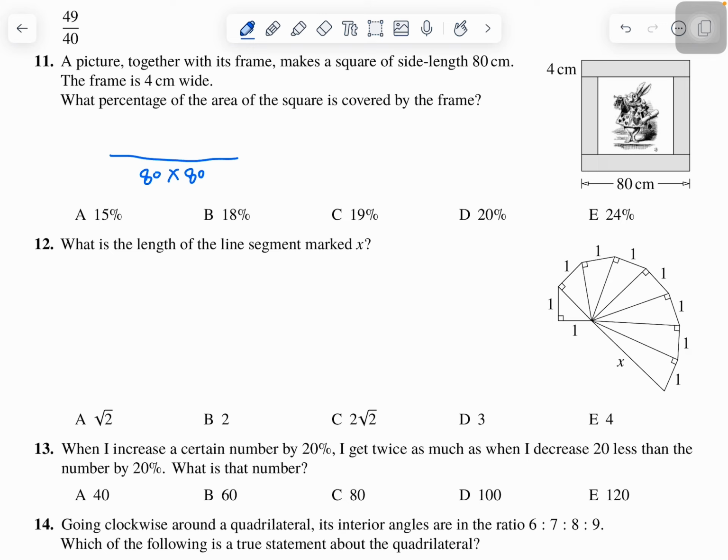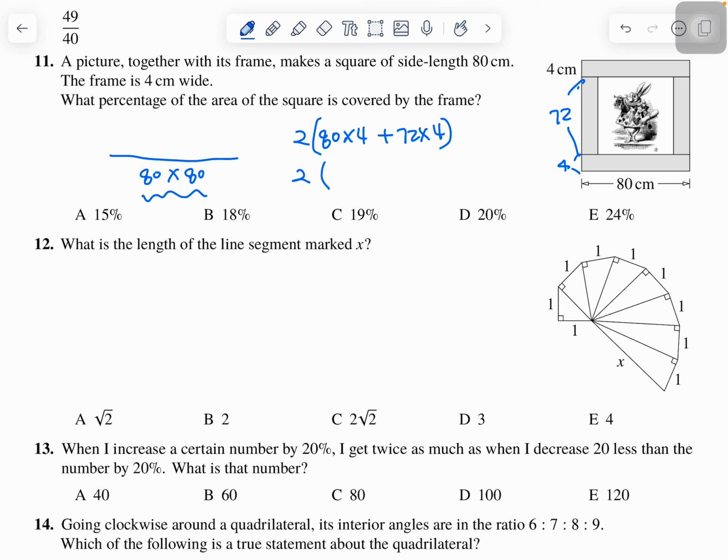And here by the frame, this one, the width is 4. So 80 by 4. And this one should be 80 minus 8, so 72. So now we can tell 80 by 4, 72 by 4, but each of them has 2.